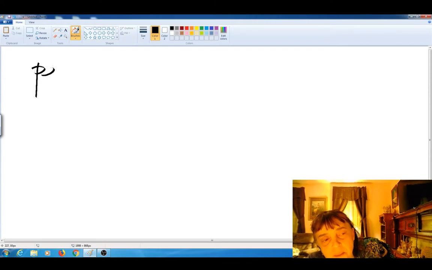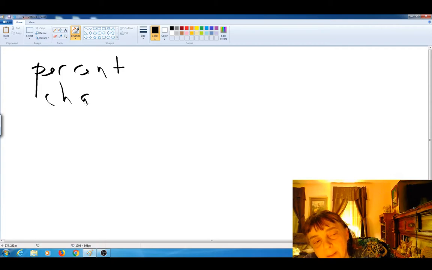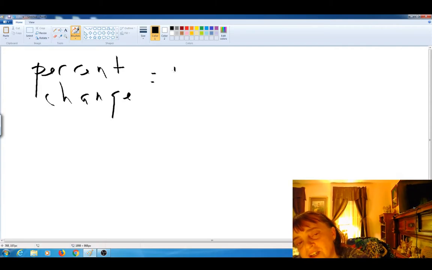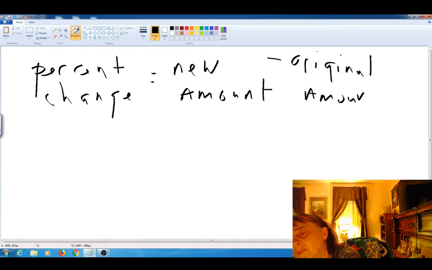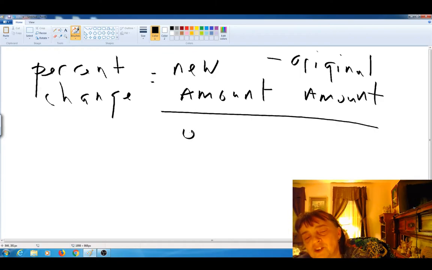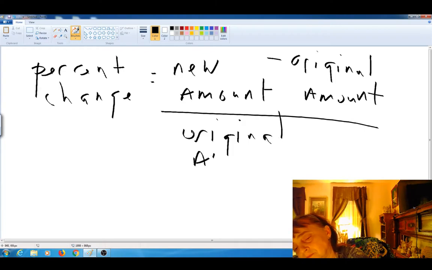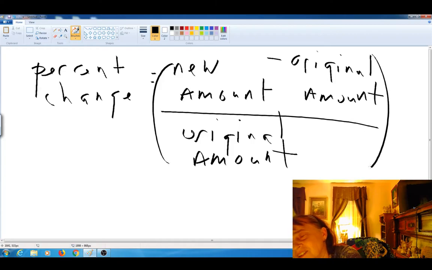Now, we're going to talk about percent change. Percent change is the new amount minus original amount divided by original amount, times 100%.